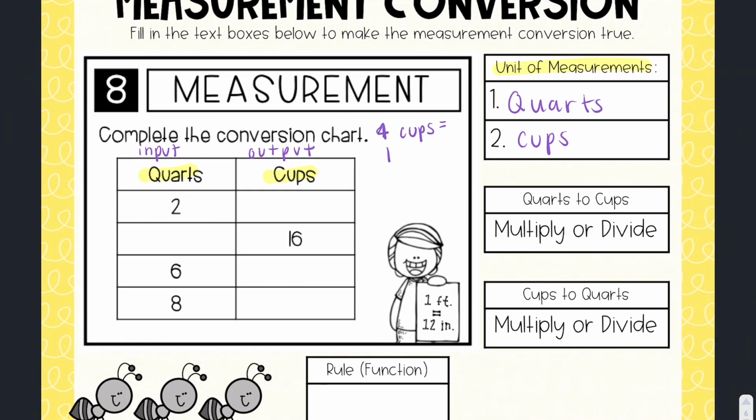I'm just going to write that conversion down right here, that 4 cups is equal to 1 quart. So now I have 2 quarts input into my machine. So how many cups am I going to get out? I know my rule is going to be times 4. So 2 times 4 is 8. So 8 cups is equivalent to 2 quarts. So when I'm going from quarts to cups, I'm multiplying. But if I'm going to go from cups to quarts, I'm dividing.